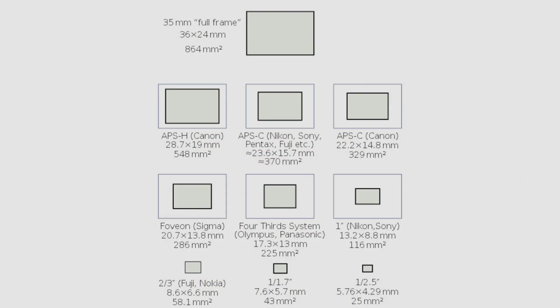Now the sizes of all these sensors can get quite confusing. I'm going to run you through a few of them right now. The size of a full frame sensor is 864mm squared. The size of APS-C used by Nikon, Sony and Pentax is 370mm squared. APS-C on Canon, it's a tiny bit smaller, and it's 329mm squared. And something like a Micro Four Thirds system used by Olympus and Panasonic is 225mm squared.